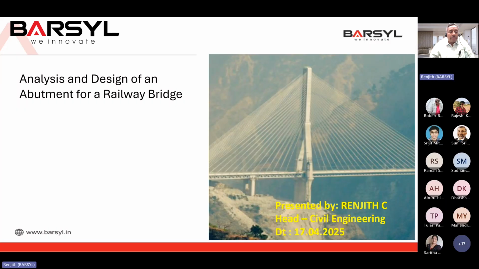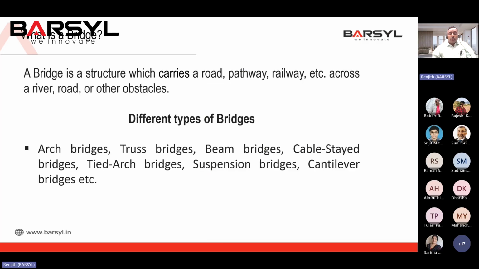My topic for the presentation is analysis and design of an abutment for a railway bridge. To start with, let us see what a bridge is. A bridge is a structure which carries a road, pathway, railway, etc. across a river, road or other obstacles. A bridge is constructed to cross an obstacle, as everyone knows. When it is crossing a road, it is called a road bridge. When people are crossing over the road, it is called a foot over bridge. And when a railway is passing over the bridge, it is called a railway bridge. That is about a bridge crossing an obstacle.